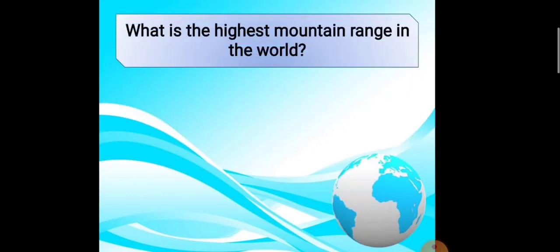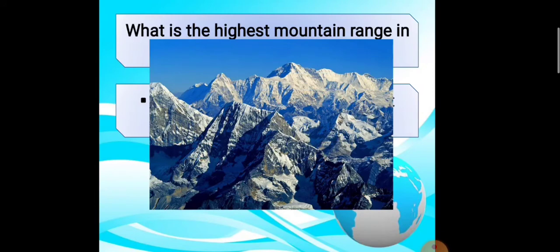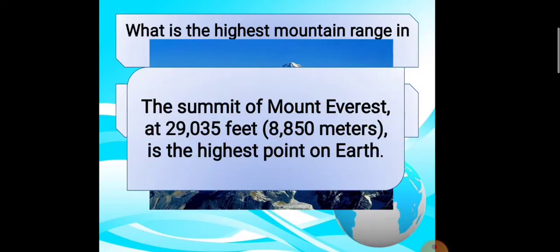So what is the highest mountain range in the world? So the Himalayas are the highest mountain range in the world. So, as you can see in the picture, that is the Himalayas. So, the summit of Mount Everest at 29,335 feet or 8,850 meters is the highest point on Earth. So that is how high Mount Everest is, which can be seen in the Himalayas.